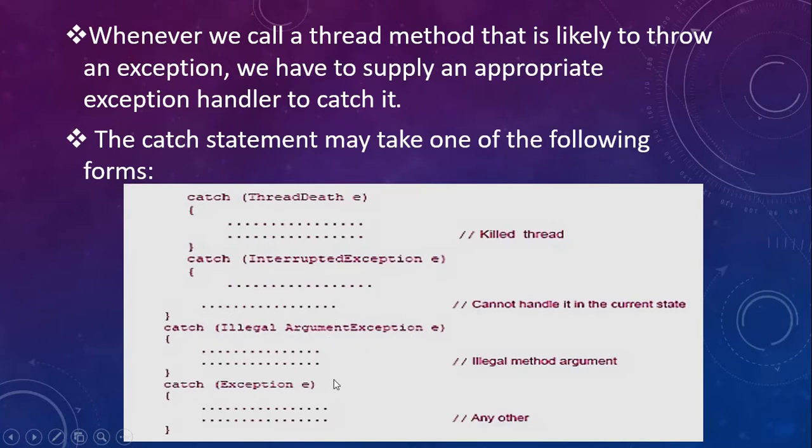This is invoked when an illegal method argument is encountered. And for any other, or in general, when you catch any kind of exception, you can simply say Exception e. So that will handle any kind of exception.